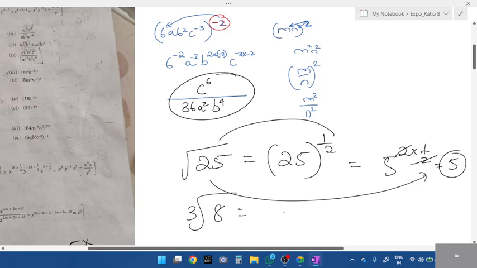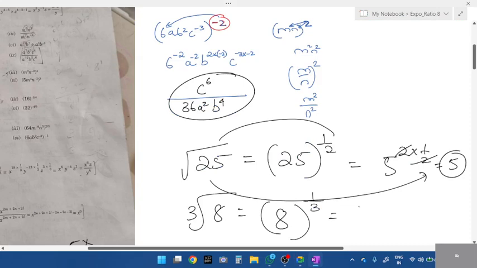Okay, cube root of 8. If cube is given, what will be the power? 1 by 2 or 1 by 3? 1 by 3. What is 8's value? What is 8, students? Factorize 8. 2 to the power of 3 into 1 by 3. What's the answer? 2.